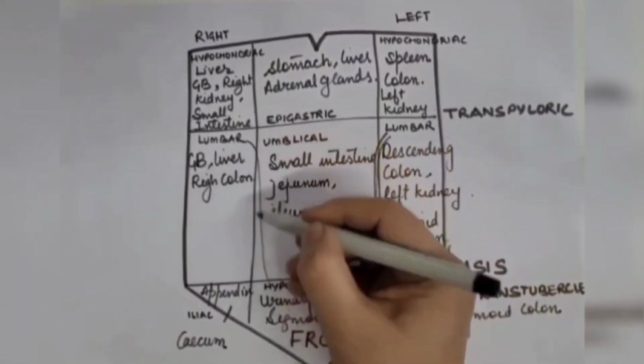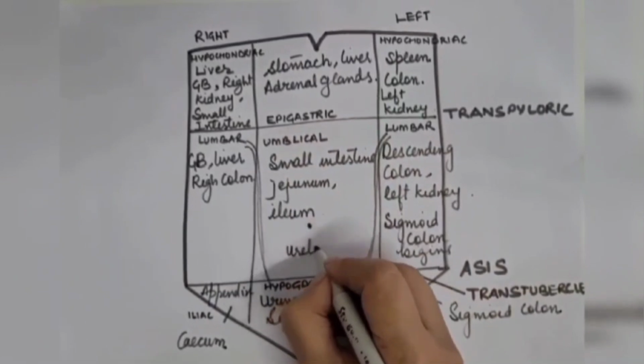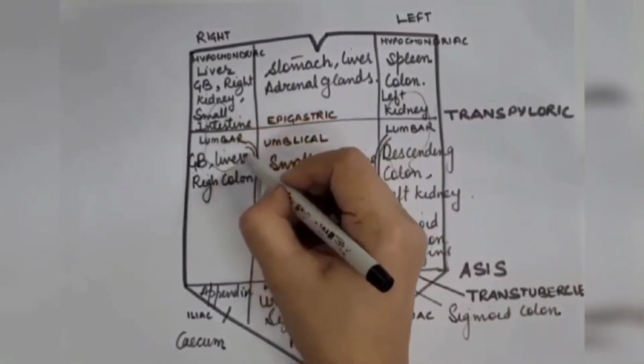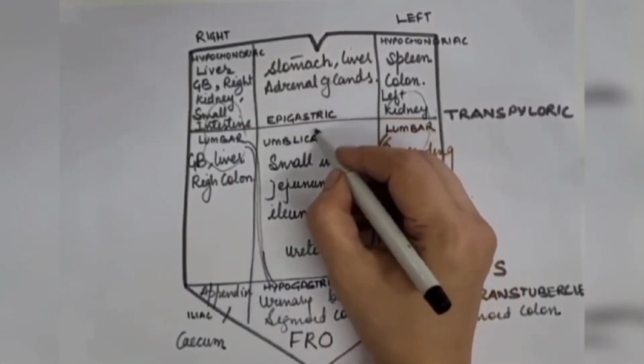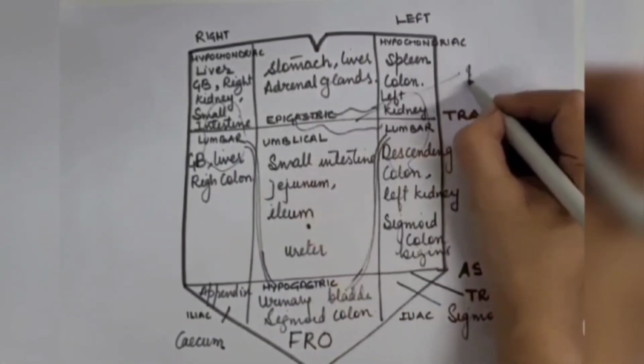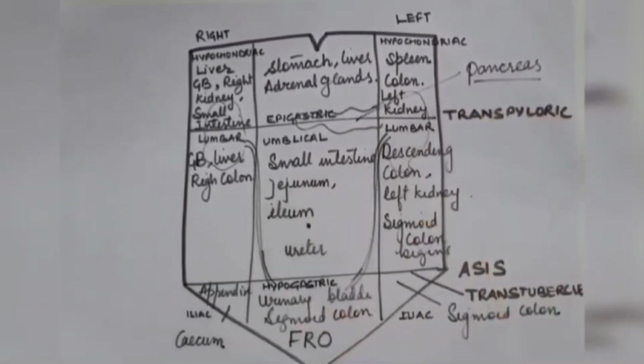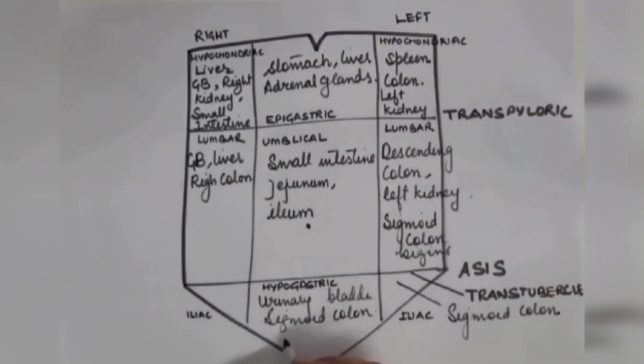Now if you see the kidneys, how the ureter runs, this is the track of the ureter. If you see the structure of the kidney, it is like this. Now coming to the epigastric region, on that transpyloric line, the pancreas will be there, but it will be behind.